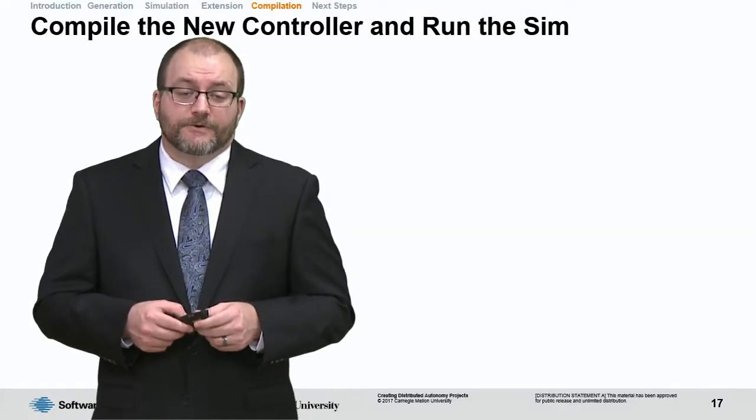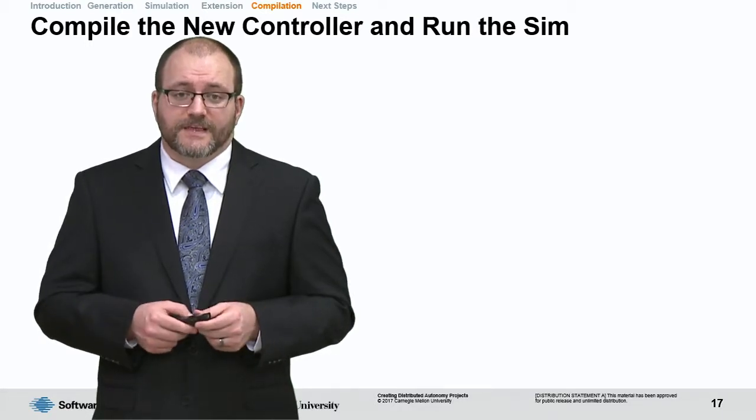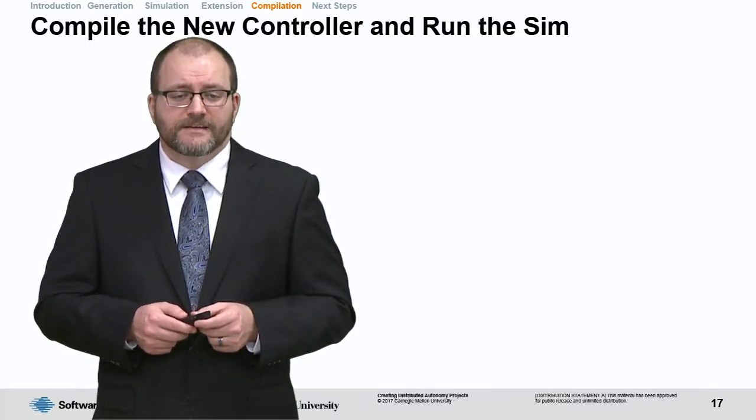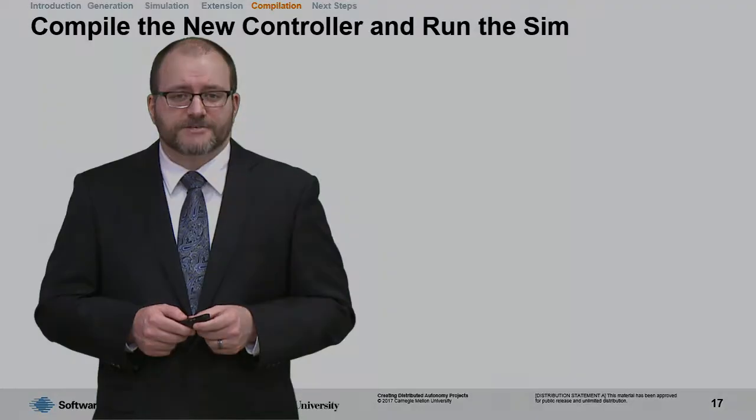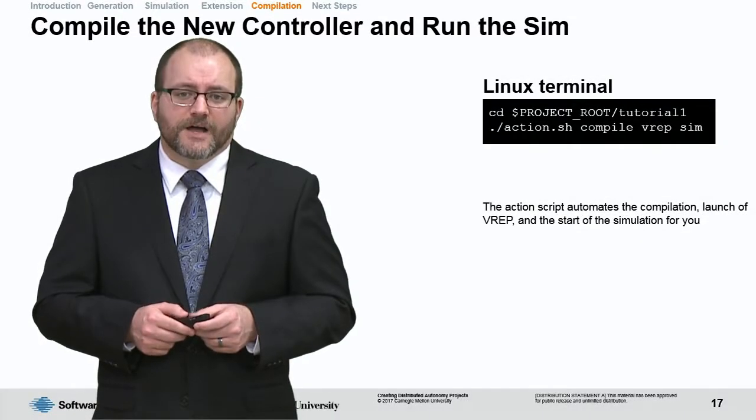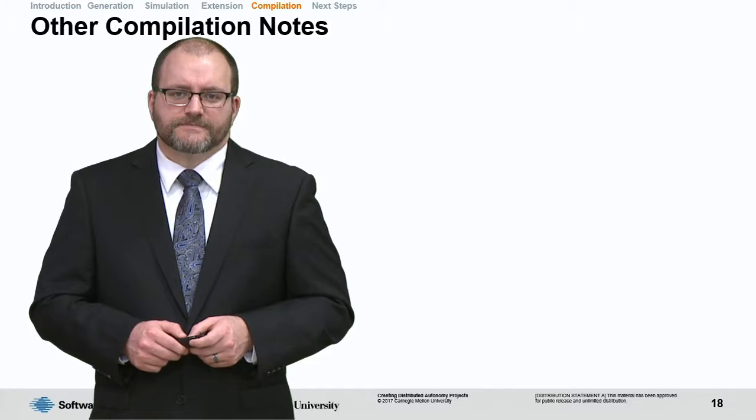Now that we've included our own custom header files and CPP files and maybe linked to new external libraries, let's go ahead and compile our new controller and run the simulation. The action script automates the compilation with a compile keyword, then launches vrep and starts the simulation for you. Try this yourself.